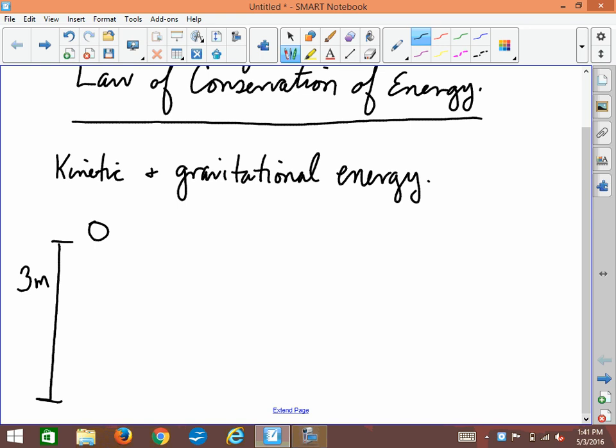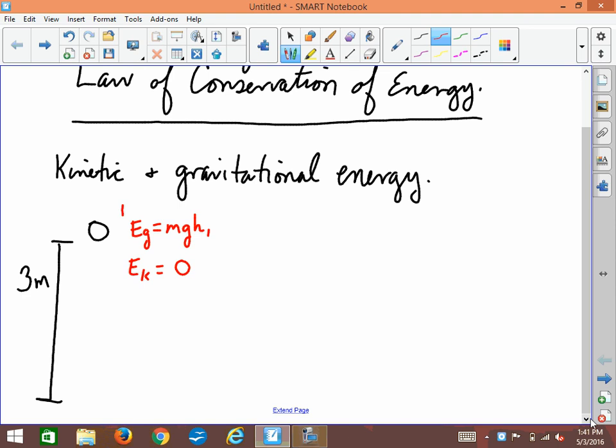So we can describe the initial position of the ball. We'll call it position number 1, and we can talk about the kinds of energy the ball might have. It definitely has gravitational energy because it has 3 meters of height. The gravitational energy that the ball has is mgh, we learned that, and that would be the height at position 1. If we look at the kinetic energy of the ball here, because it hasn't been dropped yet and hasn't started to move, it has no speed, so it has no kinetic energy whatsoever.